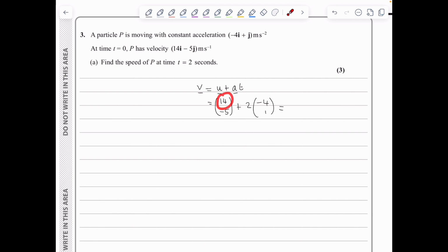So 14 plus 2 times negative 4, which is negative 8, leaves me with 6, whereas the negative 5 plus 2 times 1 is negative 3. This is the velocity, but we've been asked to find the speed, and the speed is the magnitude of the velocity. So this is going to be the square root of 6 squared plus negative 3 squared. This gives an answer of 3 root 5 meters per second. I can leave it in exact form, or I can give it as 6.71 meters per second.